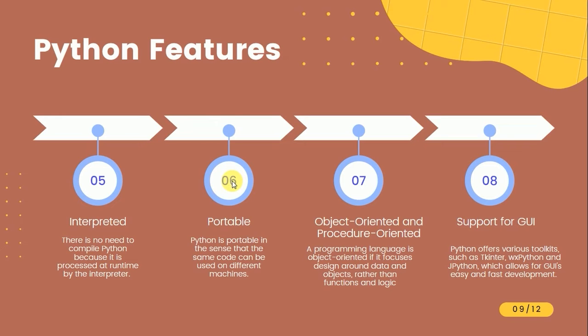We can build the GUI in the Python programming language, such as tkinter, which is one of the modules present in Python, same as wxPython and JPython, which allow for easy and fast development of GUIs. These are some features of the Python programming language. Apart from that, various other features are also available in Python.